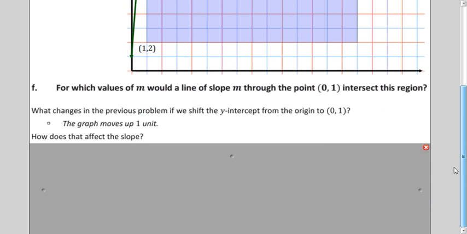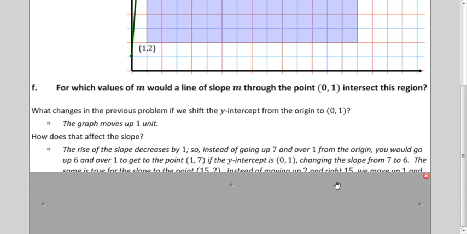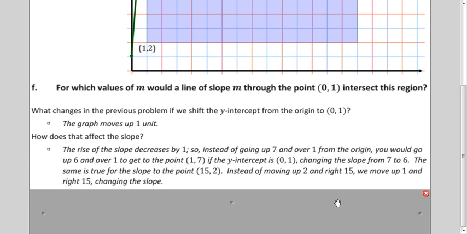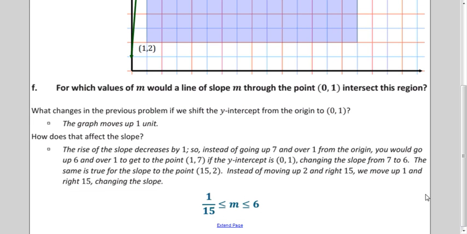So does that change the slope? The rise is decreasing by 1. So instead of going up 7 to the right 1, we're going up 6 to the right 1. So similar idea for the 2/15, that changes to 1/15. So this would be our new range of slopes.